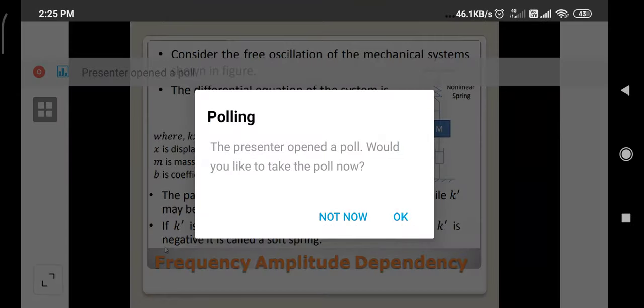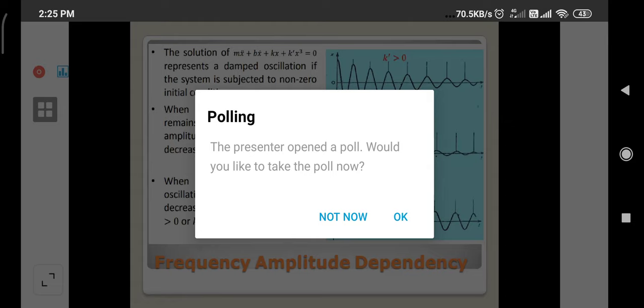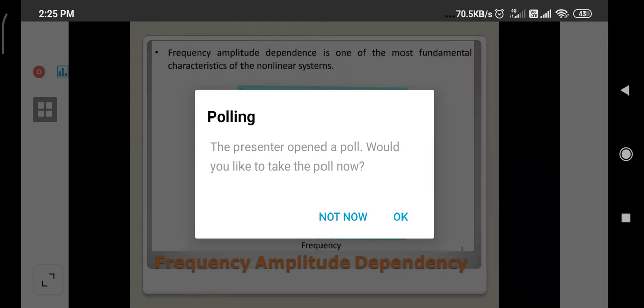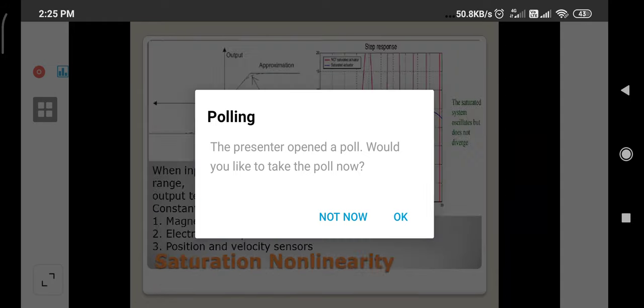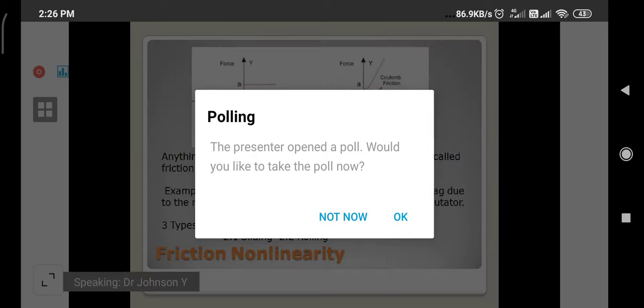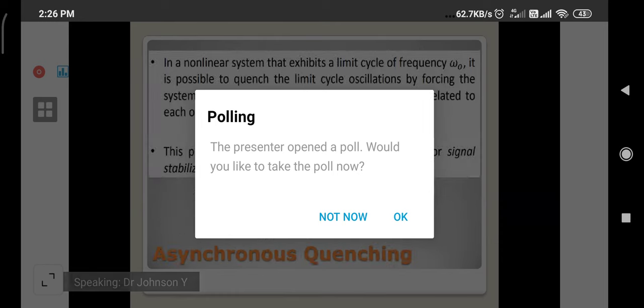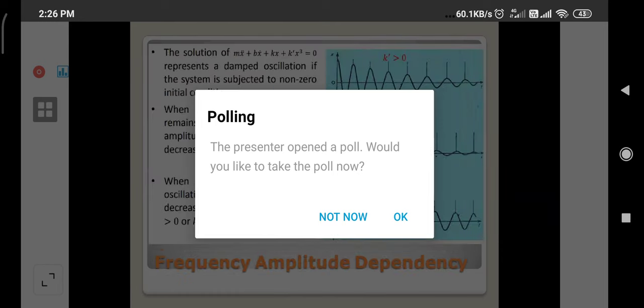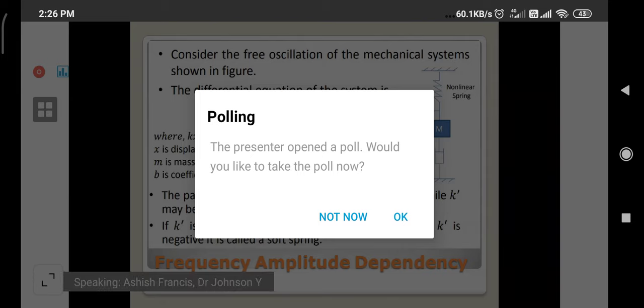Here is an example of a spring system, and the mathematical equation governing the spring characteristics is shown here. This is the mathematical characteristic. This k dash depends on the nonlinear characteristics, and the value of k dash will depend on the amplitude, the stiffness of the spring. When the value of k dash changes, the stiffness of the spring also changes. It is hard at some time and soft at another time. That is the only difference.